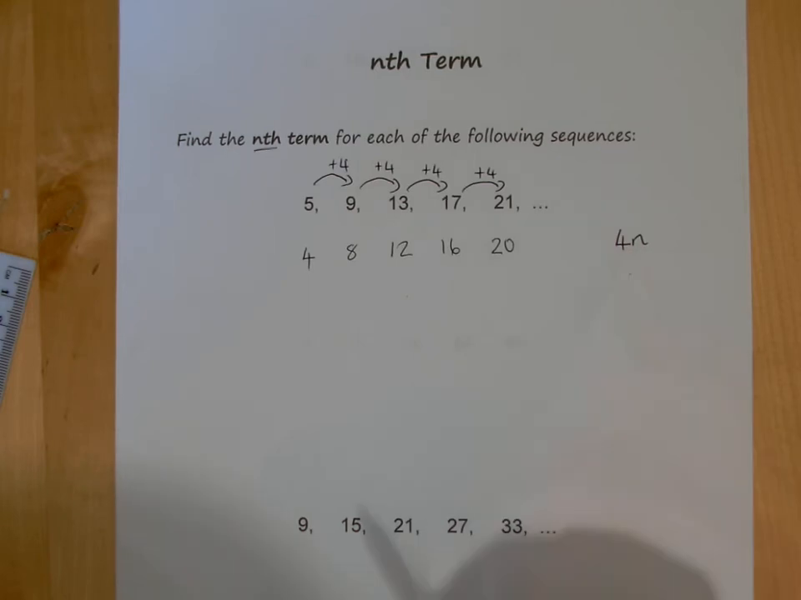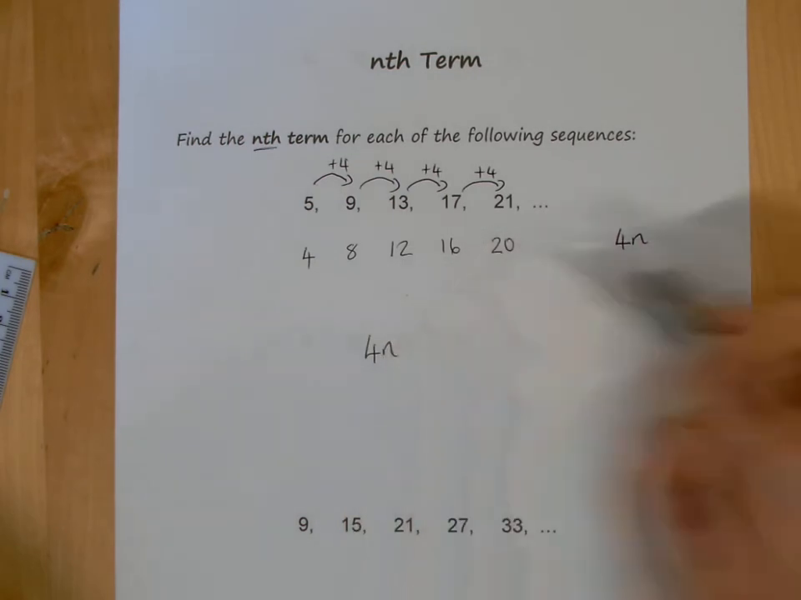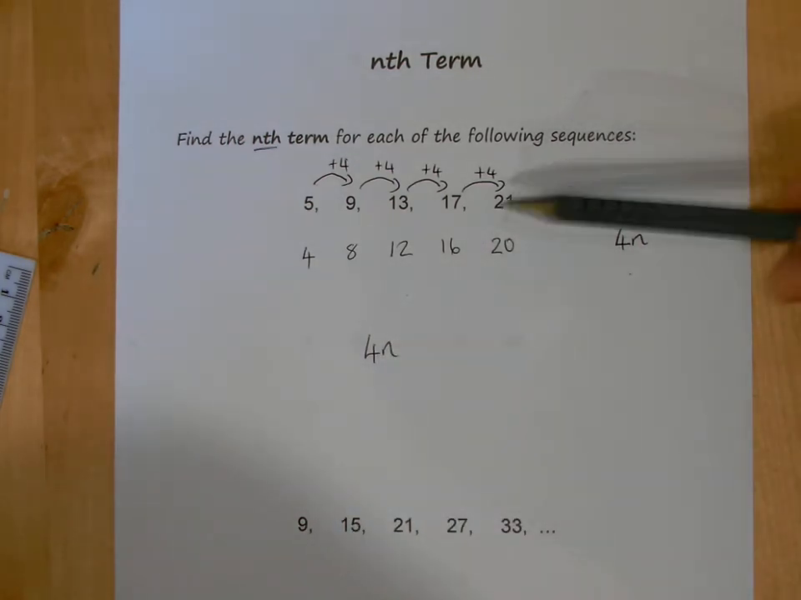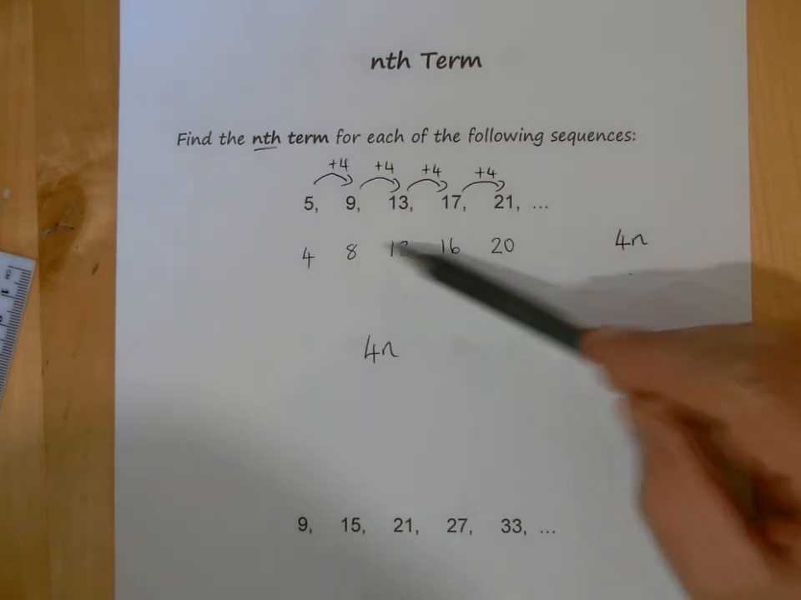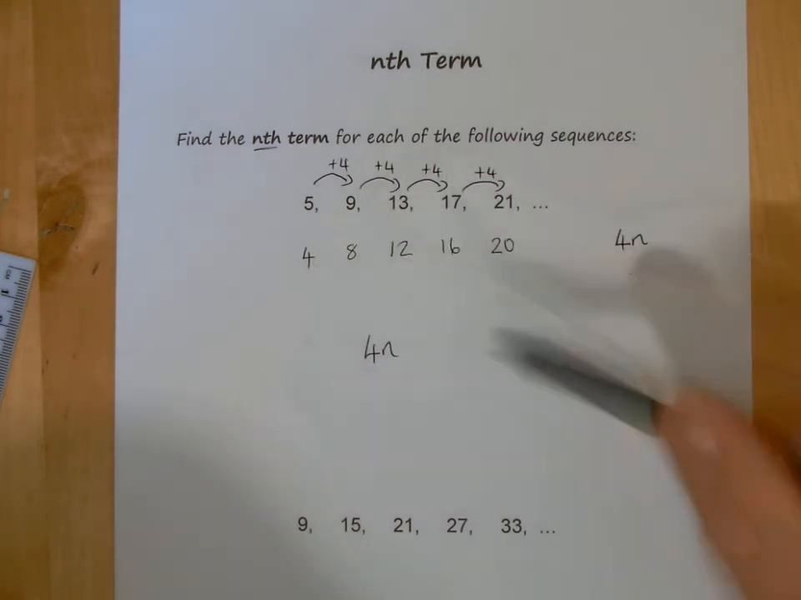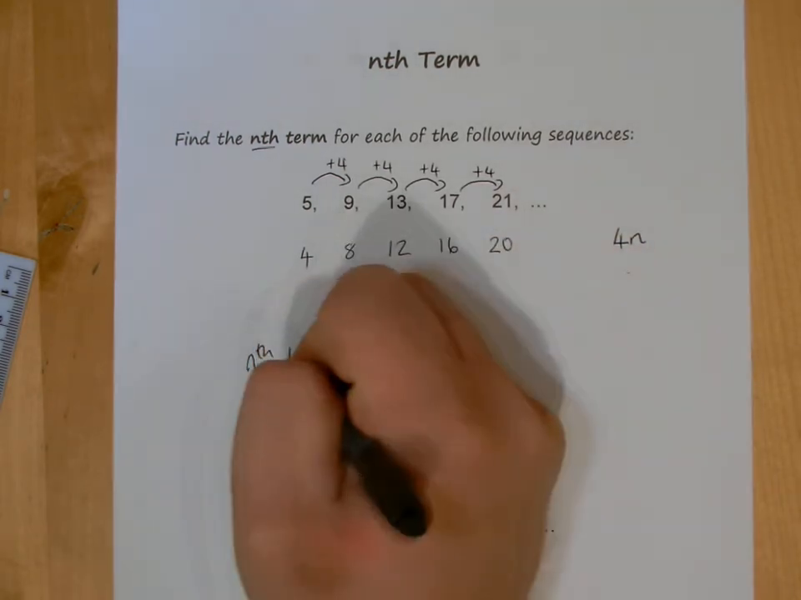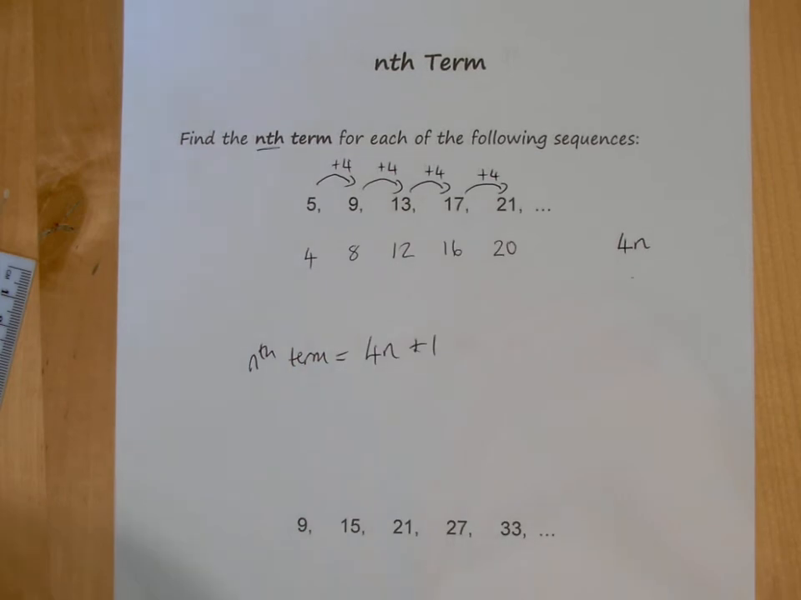So you see, 4n is the 4 times table. As part of our result we're going to have 4n, but you just have to ask yourself, what did I do to my 4 times table to get to my sequence? Of course, we have to add on 1. So my nth term, my result, will be 4n plus 1. And that's it.